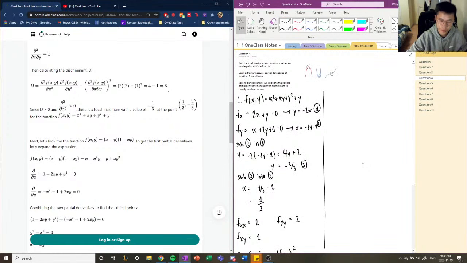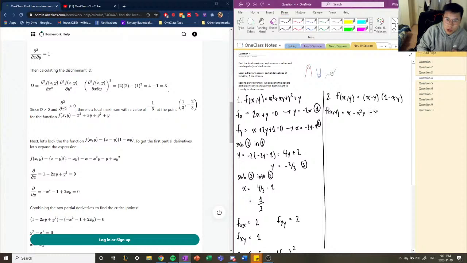So let's move on to our second function. This time I'm going to do it a little bit quicker as I went through step by step the last time. So f of x, y equals x minus y times 1 minus x times y. Okay, so we're going to expand this first. So f of x, y equals x minus x squared y minus y minus xy squared.